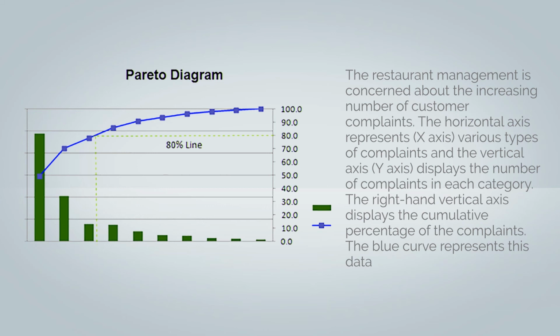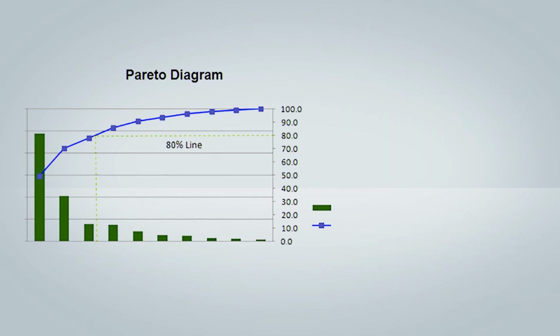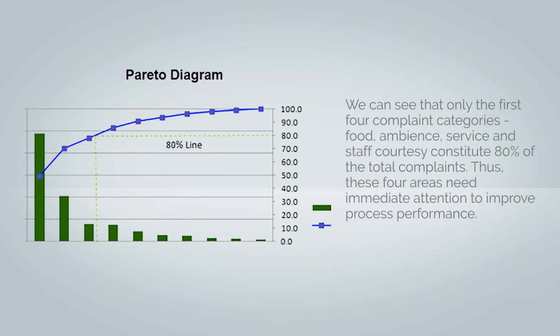The blue curve represents this data. From this chart, we can see that only the first 4 complaint categories, food, ambience, service, and staff courtesy, constitute 80% of the total complaints. Thus, these 4 areas need immediate attention to improve process performance.